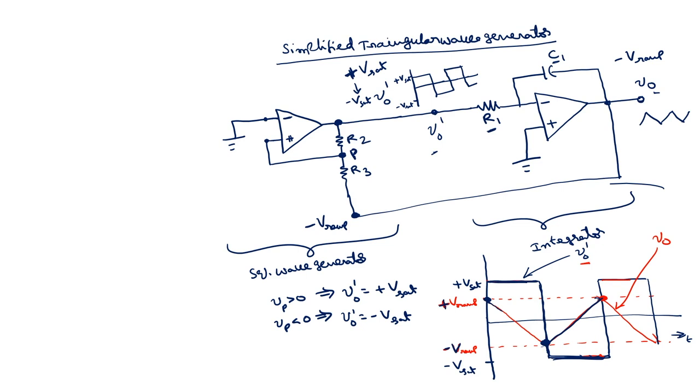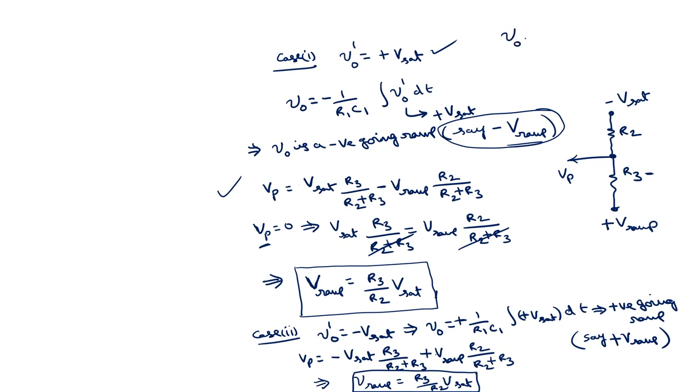Okay. Now what is the output voltage V0 peak to peak? This is V ramp, this is minus V ramp. So what is V0 peak to peak? In one case minus V ramp, another case plus V ramp. V0 peak to peak will be twice R3 by R2 times V sat. This is one of the important results which we are going to use to derive the expression for the frequency of oscillations. So this is about the analysis of this triangular wave generator.